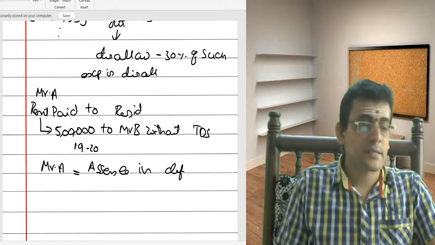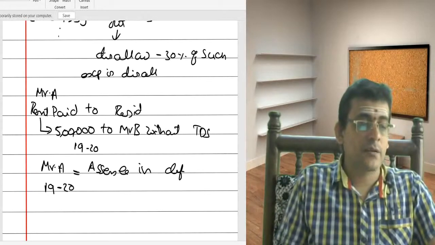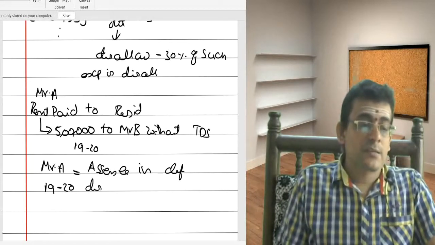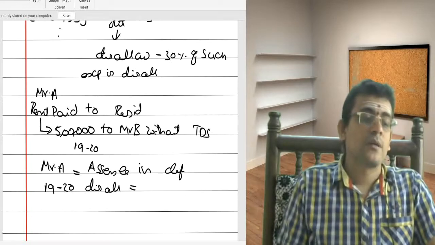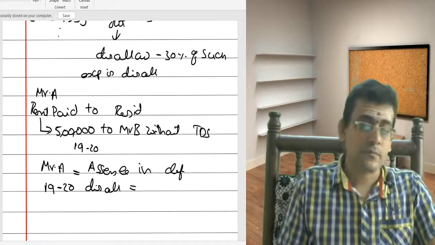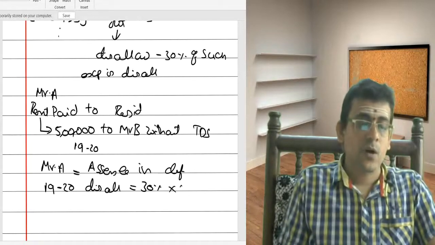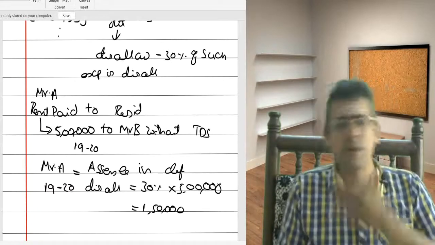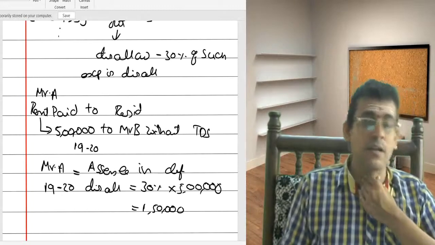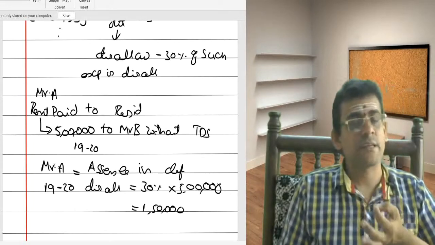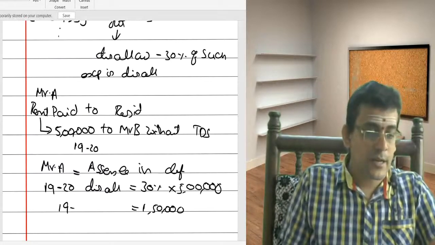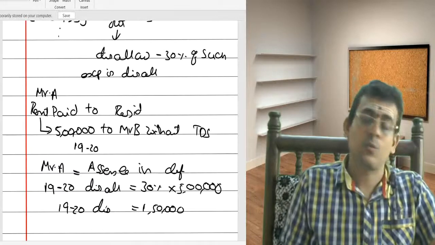So what the act says here, for the financial year 19-20, I cannot give you the entire 5 lakhs. It says disallow. How much will I disallow? 30% of 5 lakhs, which gives me 1,50,000. So 1,50,000 has been disallowed. Of the 5 lakhs, that means 3,50,000 you had already taken as reduction. So for the financial year 19-20, I am going to disallow 1,50,000.